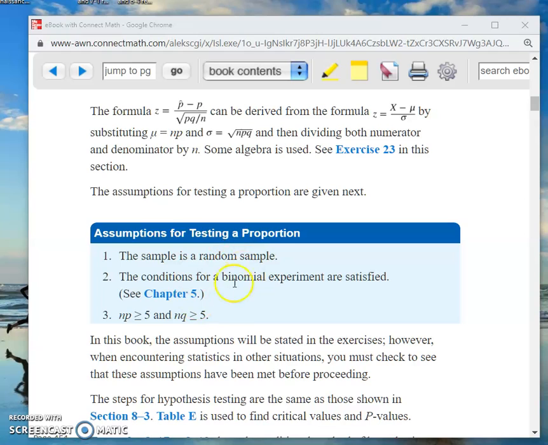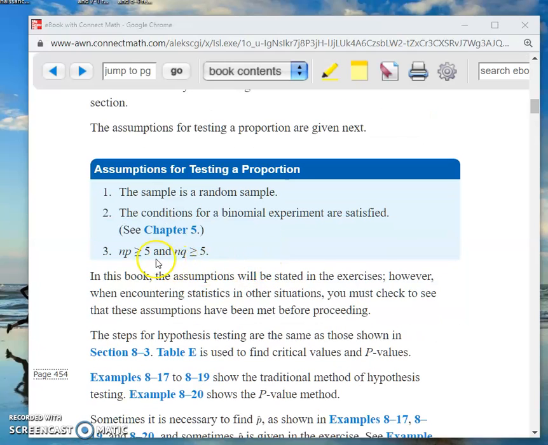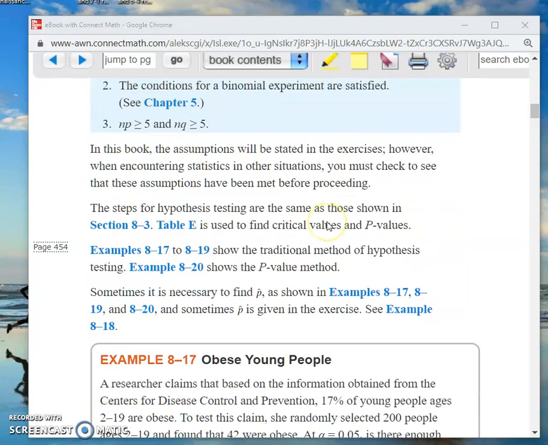Okay, here's a very simple set of requirements. The sample is random, that's always the requirement, and then the conditions for a binomial experiment have to be satisfied. So that's something that we already know. And then this right here has to be satisfied.